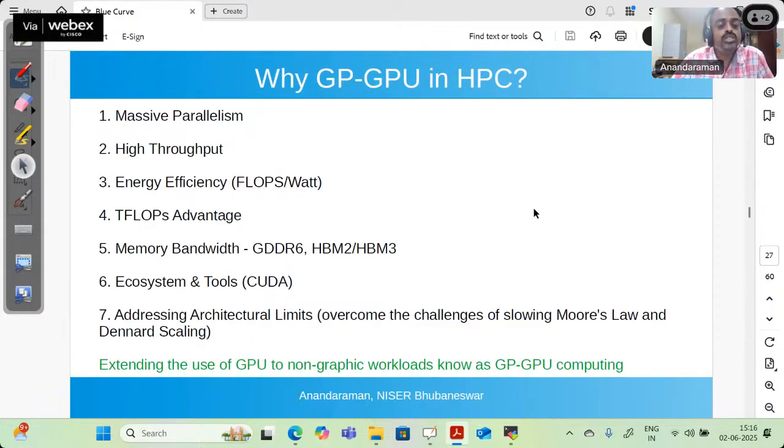Memory bandwidth is higher in GPU memory, and there is the ecosystem and tools. CUDA, NVIDIA, everything is provided by NVIDIA, so tools and everything are available. It also addresses architecture limits, like Moore's law and Dennard scaling. There are limitations in the CPU, but GPU solves those limitations.